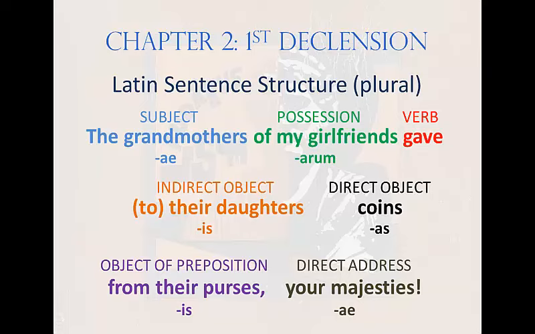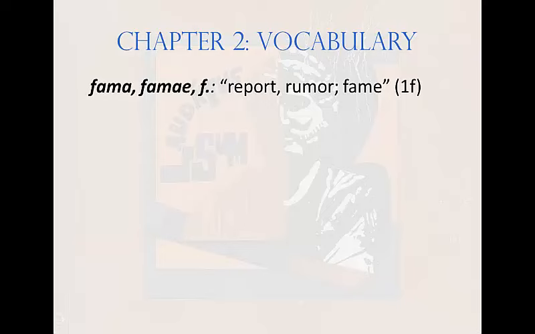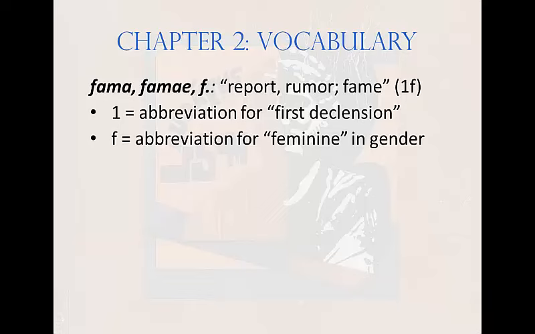Phew, we're done. That's the grammar for this lesson. Now let's look at the vocabulary. The first word is fama, famae, feminine, meaning report, rumor, or fame. It's a first declension feminine noun. The abbreviation 1 indicates that the word is first declension. The abbreviation F indicates that it's feminine in gender.